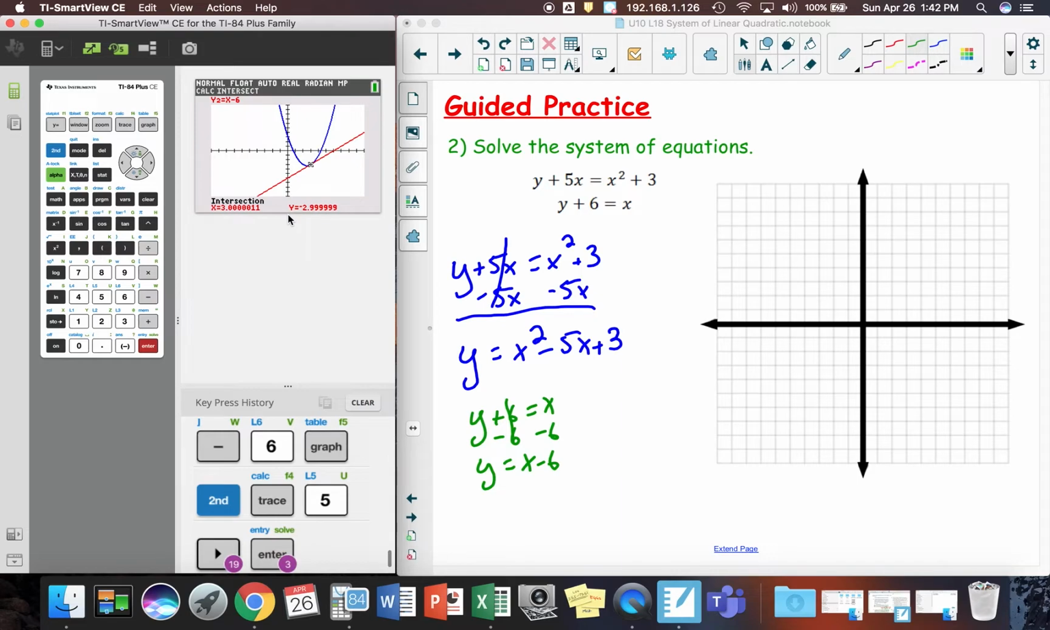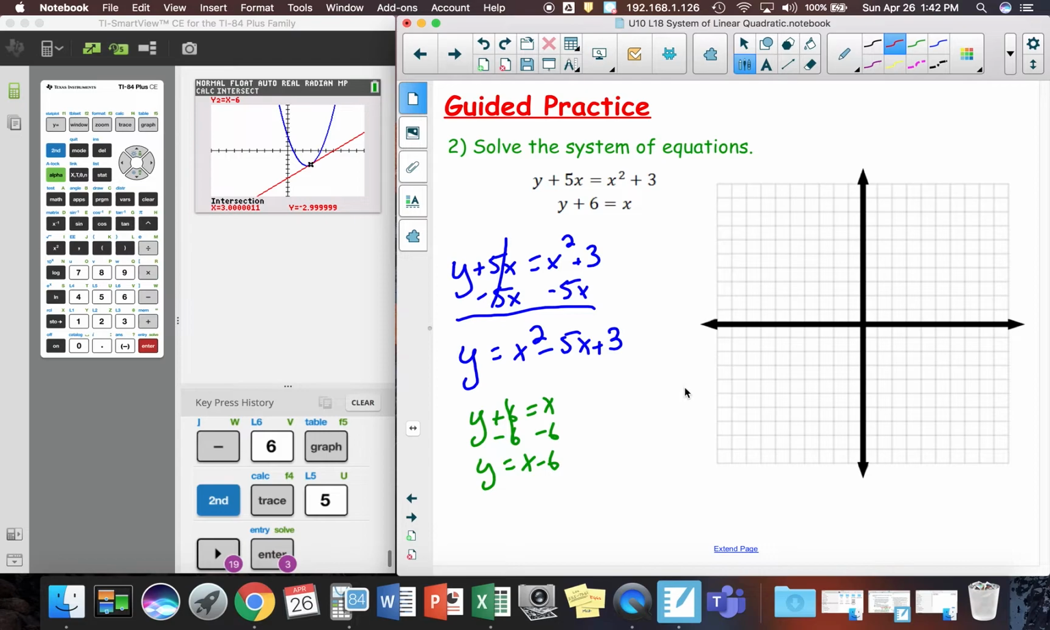Now notice, it's very, very weird. It's telling us that x is equal to 3.000011, and y is equal to negative 2.9999999. Don't let that fool you. The calculator is trying to do some math in order to find that intersection point, but it doesn't do it very effectively all the time. Essentially, we're going to round these numbers, okay? And they're going to give us our exact answer.